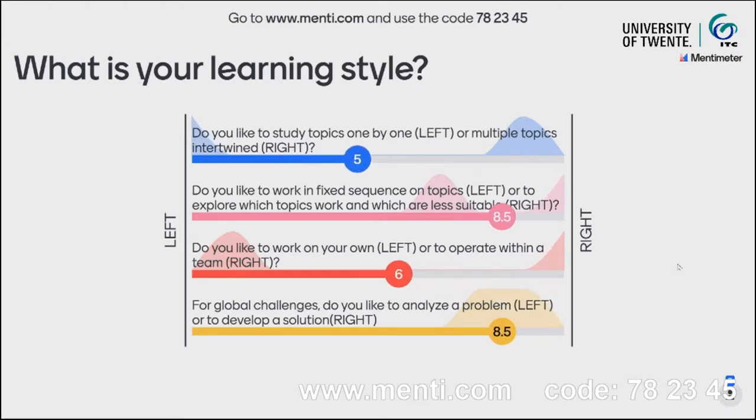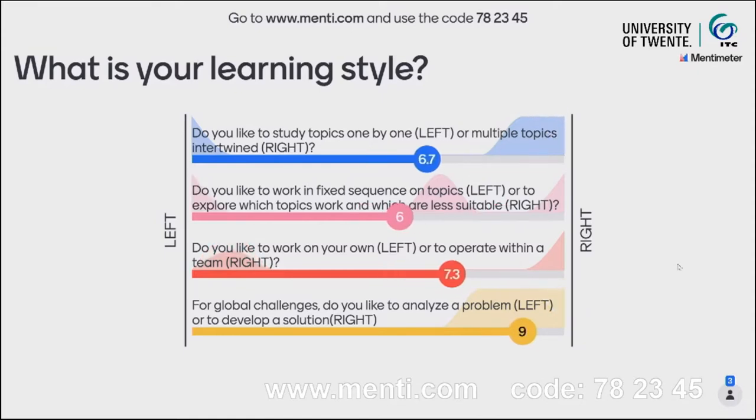Another question that we have is, how do you like to work? Is that on your own, so you're basically in control, but you're doing it by yourself? Or do you like to work together with a group? So basically, you have a joint responsibility. If you like to work on your own, you should be voting a bit more to the left. If you like to do it as a group, you should go a bit more to the right.